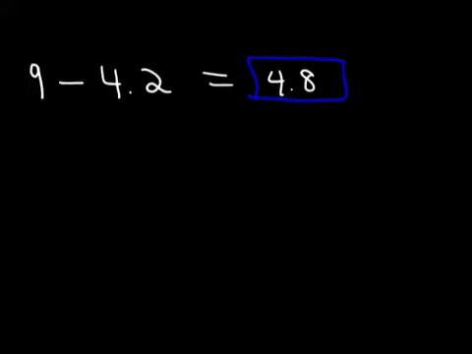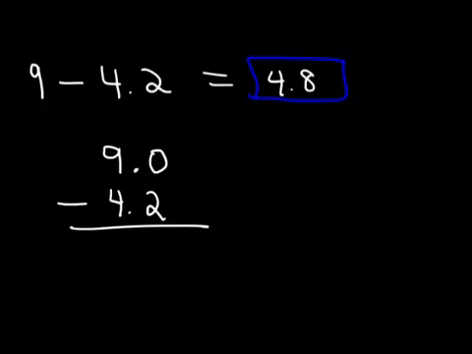But let's do it the old school way. 9 minus 4.2. So instead of writing 9, we need to write 9.0. Now let's take away a 1 from a 9, making it 8. And let's transfer the 1 to the 0, changing it into a 10. So now we can subtract 10 by 2, which will give us 8. And then 8 minus 4, which will give us 4. And so you get 4.8.